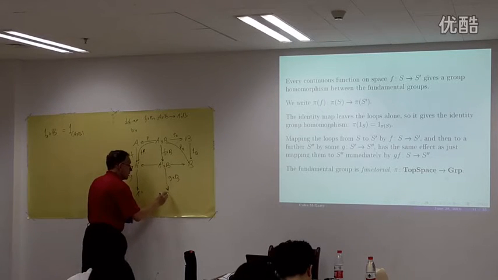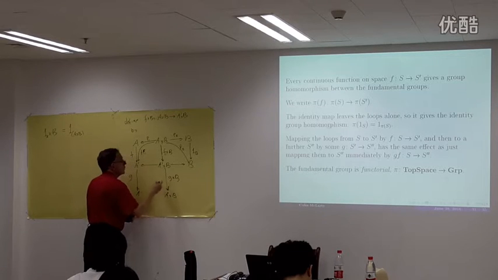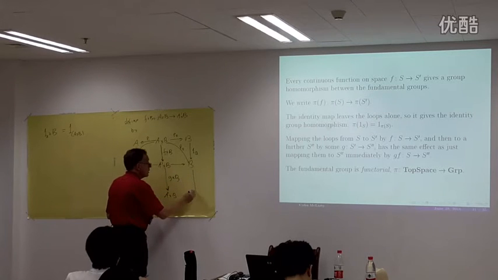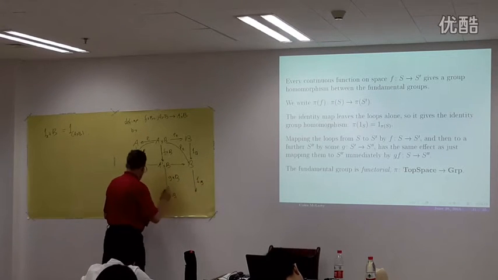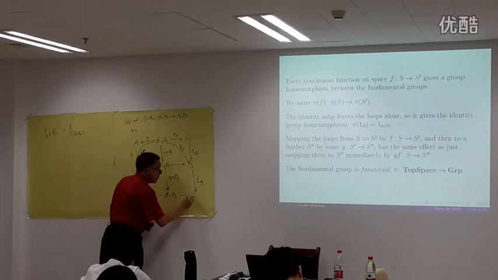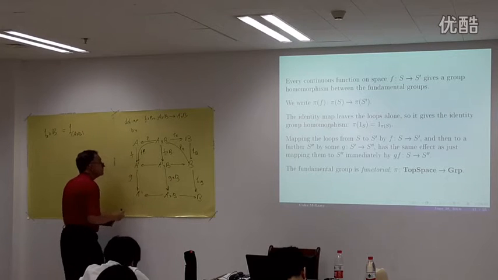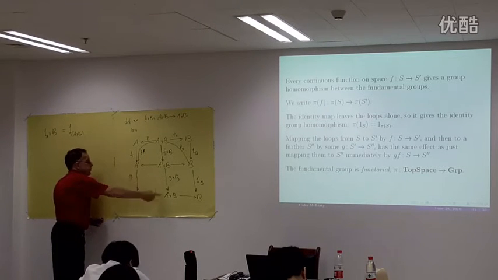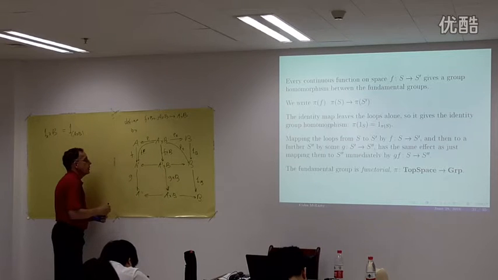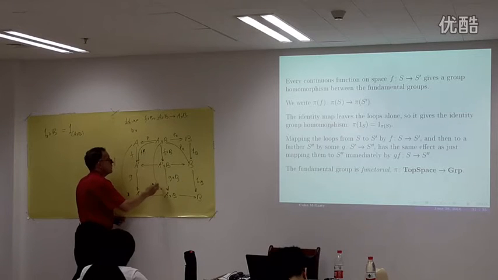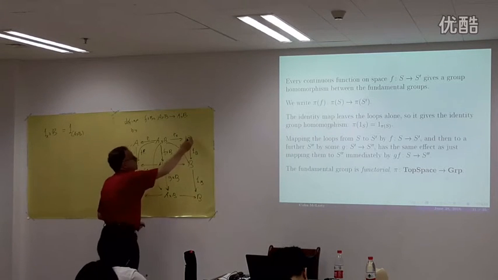goes from A prime cross B to A double prime cross B, and by definition it makes this square commute. But what's the definition of gf cross B, the whole thing cross B? It makes this outside square commute.